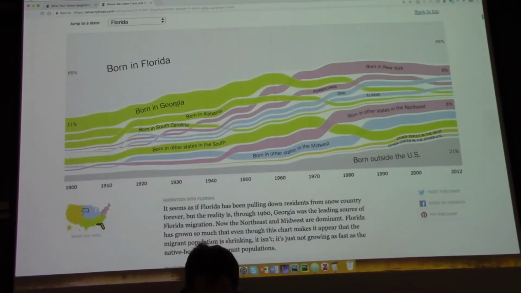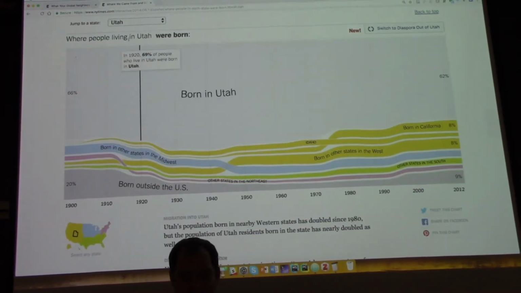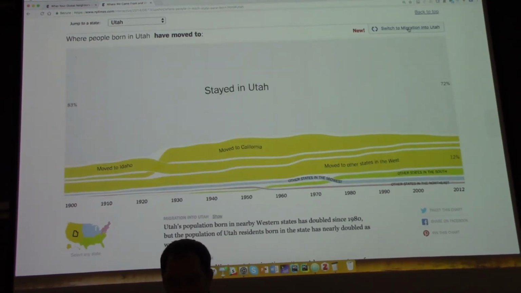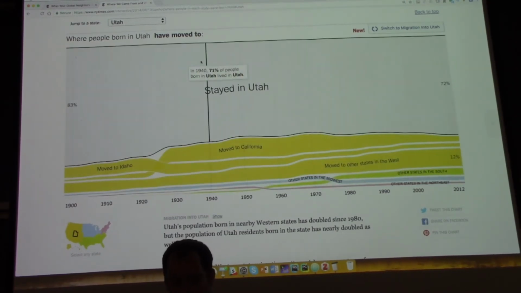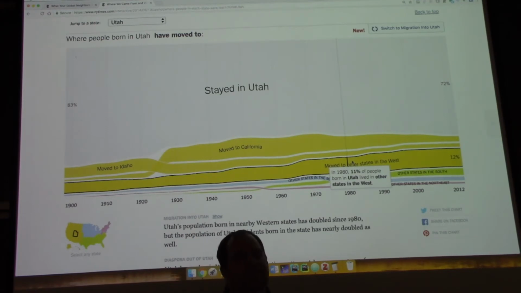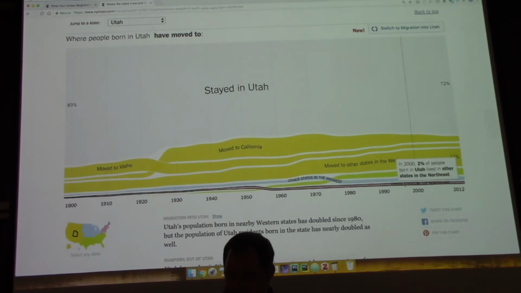You can also click on any of the states. If we click on Utah, people who are living in Utah were born 62% in Utah, and people who moved out of Utah moved either to California, to Idaho, to other states in the West. So Utahns seem to like to stay on the western side of the United States and don't usually move into the east. The northeast is really tiny, for example.